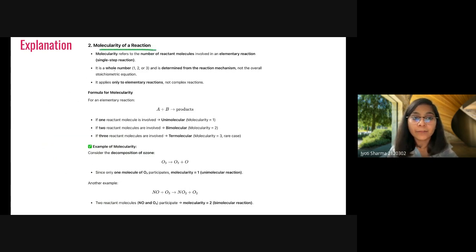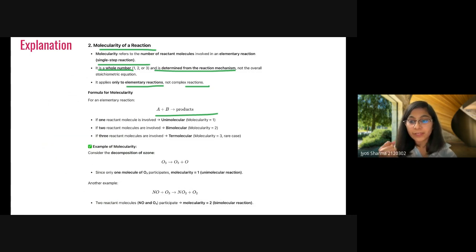So for the molecularity of the reaction, molecularity refers to the number of reactant molecules involved in an elementary reaction. As I have already repeated, this is a single step reaction, and again it is a whole number. We already discussed this, and it is determined from the reaction mechanism, not the overall stoichiometric equation, and it applies only to the elementary reaction, not complex reaction. And again, we already have discussed the classification of molecularity.